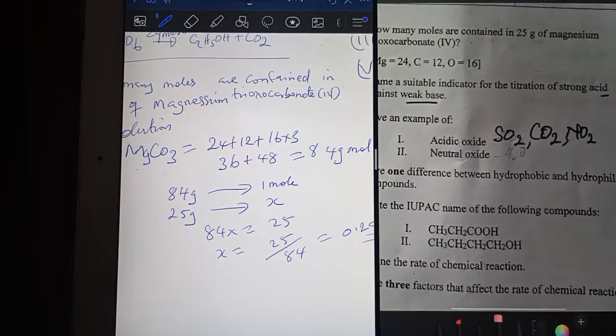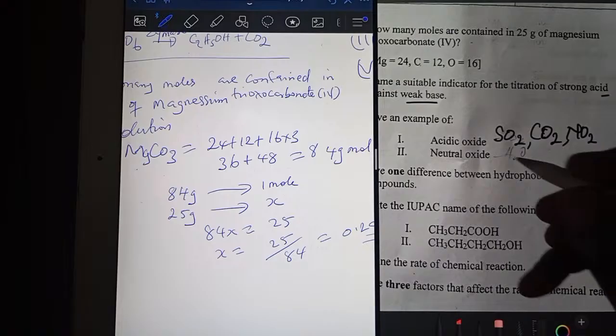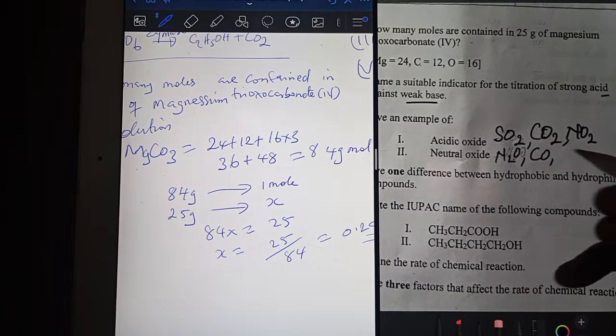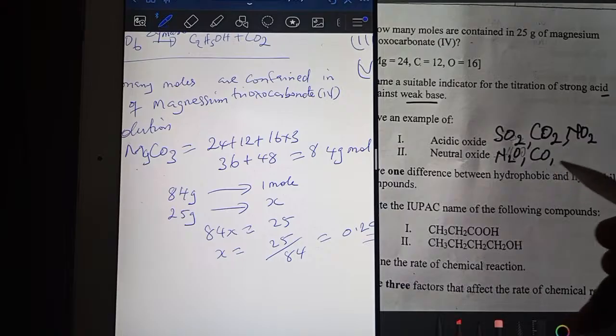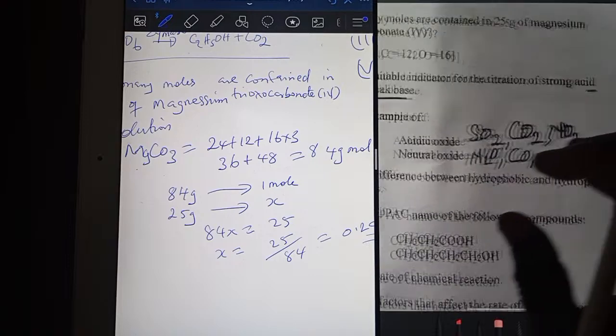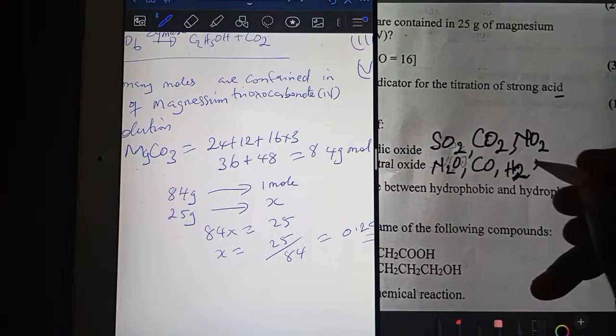Then the next one says neutral oxides. Those are oxides that don't have an effect on litmus; they are neither acidic nor basic. An example is laughing gas, and carbon(II) oxide. Remember, carbon(II) oxide is neutral, while carbon(IV) oxide is acidic. And then finally water itself. Remember that water is an oxide. So water is an oxide.